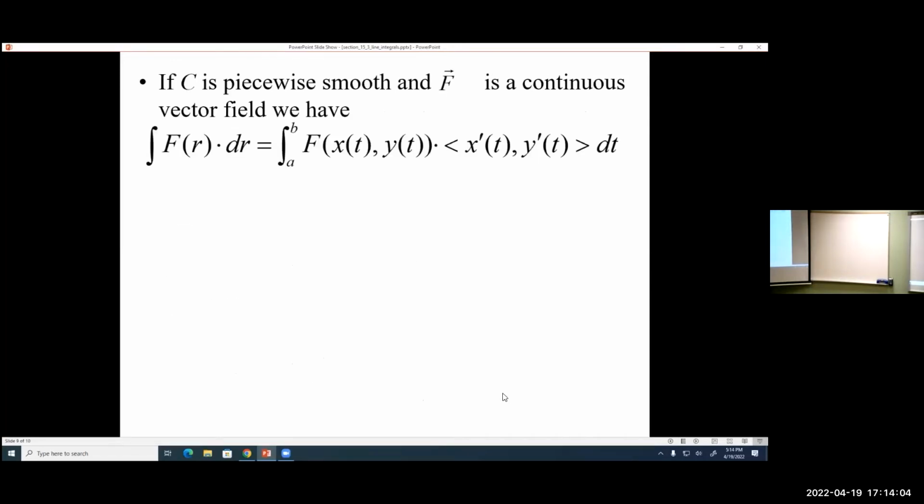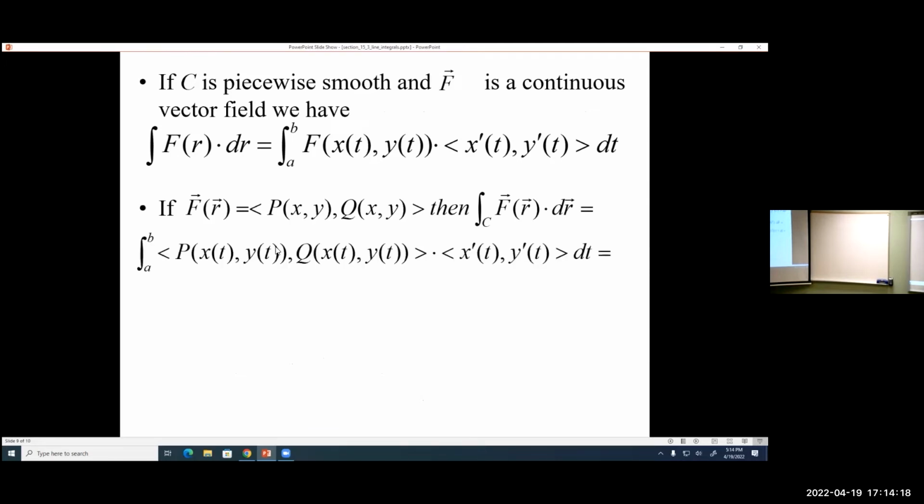Okay, let's put all this stuff together. This is going to be the form we see more often than not. Like I said, a lot of times I'll just write F dot dr for shorthand. This is what's going on. So here's what it would look like all written out.